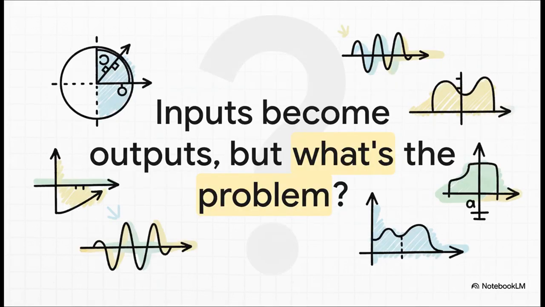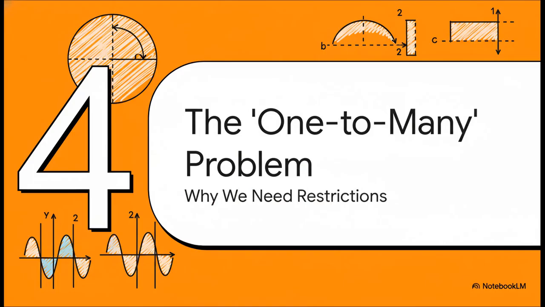Now, you'd think this would be simple, right? If the range of sine is -1 to 1, then the domain of inverse sine must be -1 to 1. And if the domain of sine was all numbers, then the range of inverse sine should be all numbers. Sounds logical, but there is a massive problem lurking here. Any ideas what it is? That problem is that this simple reversal actually breaks the most fundamental rule of what a function is. Let's dig into why we have to add some special rules, some restrictions to make it all work again.